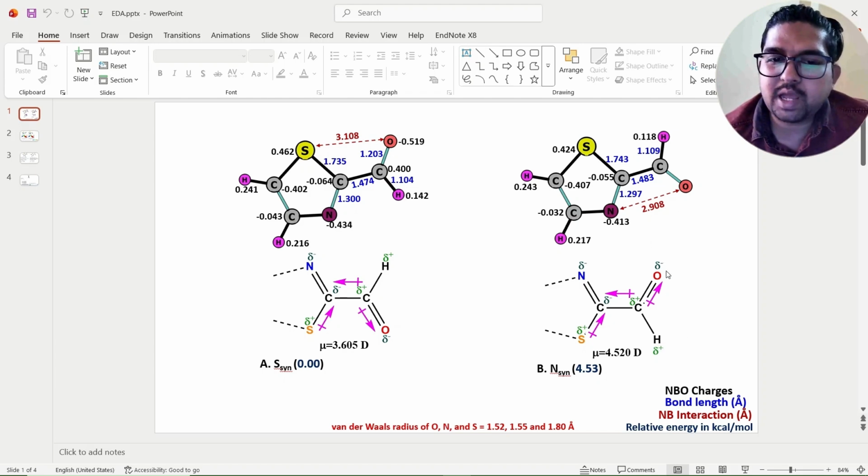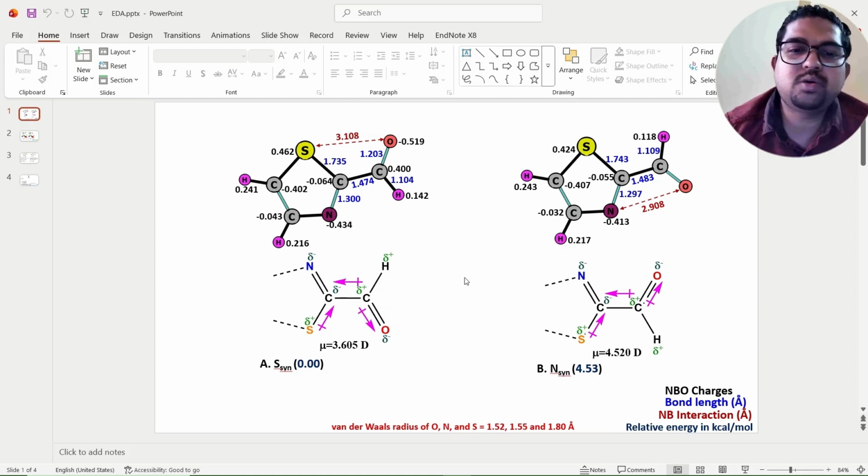What we observed is that with negative facing negative and positive facing positive, I am expecting some electrostatic repulsion here. While in this isomer, sulfur is positive, oxygen negative, hydrogen positive, and nitrogen negative. So negative, positive, negative is an attractive Coulombic interaction. I am guessing that electrostatic interaction may be playing a role in the stability of this kind of molecule.